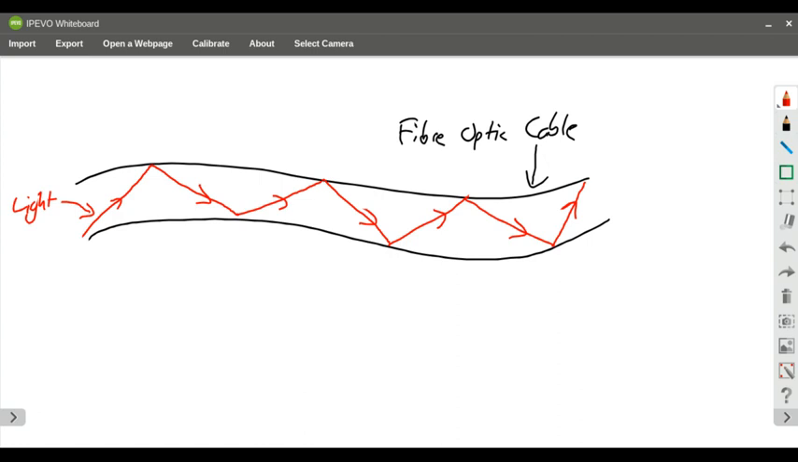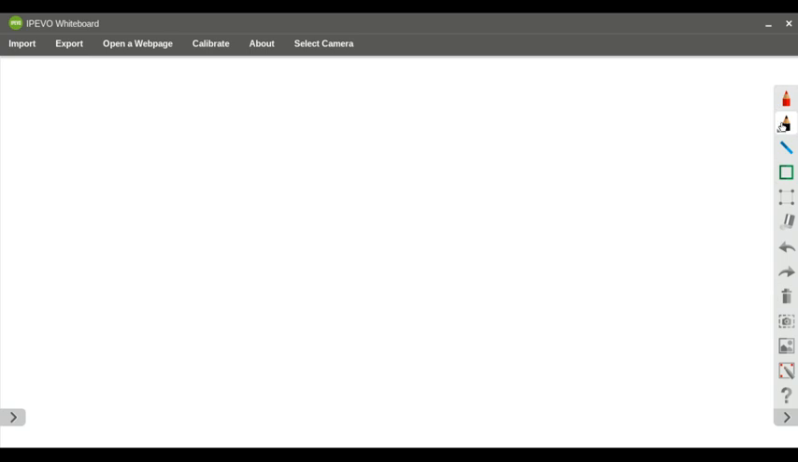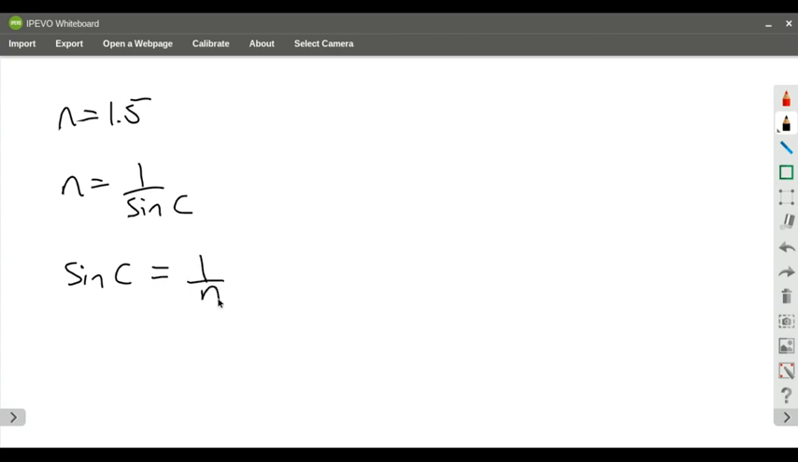An optic fiber cable has a refractive index of 1.5. Calculate the angle at which total internal reflection occurs. The refractive index is 1.5, and we know that the refractive index is also 1 over sine of the critical angle. I need to rearrange this to find the critical angle. First, I multiply both sides by sine C and divide by the refractive index, so essentially it looks like I swapped these. The last step is to find C by itself. I need to do sine inverse of both sides.